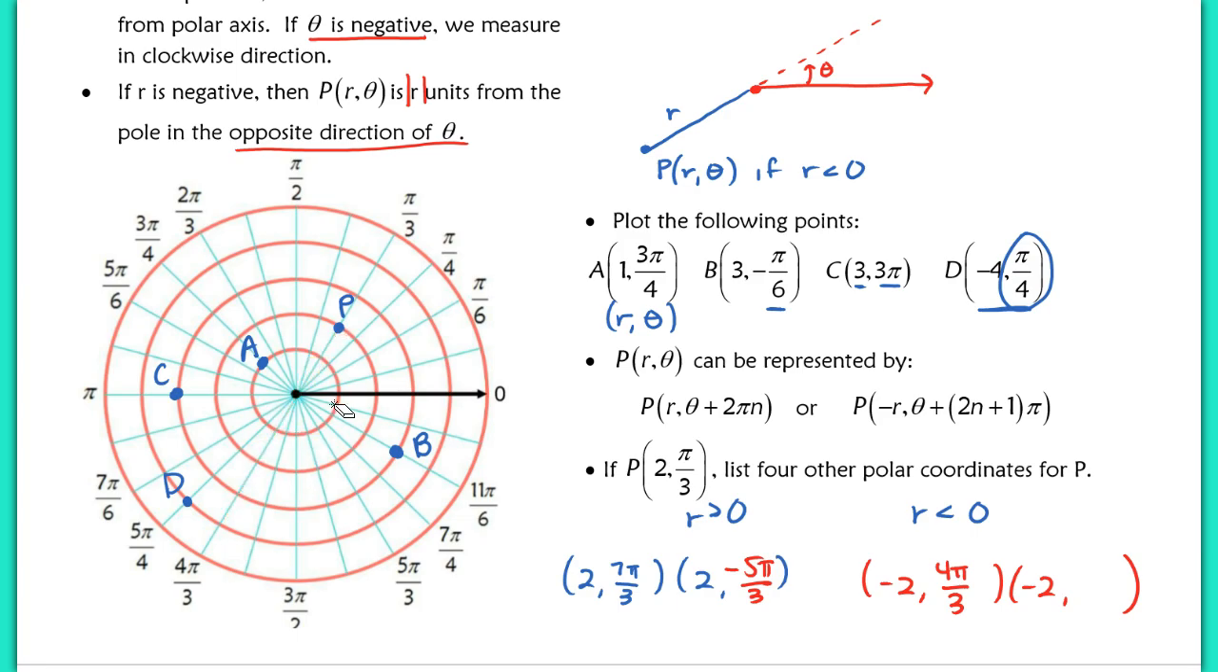If I want to use a negative angle measure, I could say that negative 2 pi over 3 is also the same coordinate for P, because if I go negative 2 pi over 3, that places me here, and then I'm going to go in the opposite direction, 2 units away, and again, I'm right back at P. So again, there's an infinite number of ways to list a polar coordinate.